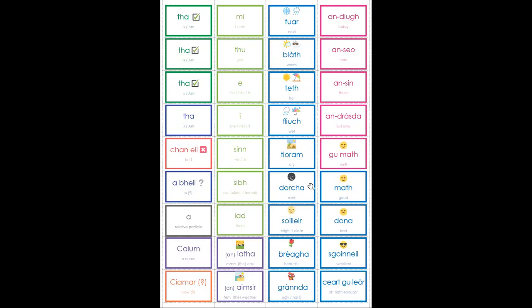Dorecha, dark. Or salyad, bright or clear. Bria, beautiful. Grade, ugly, nasty. So this can be used about a person or about the weather, both of these words.